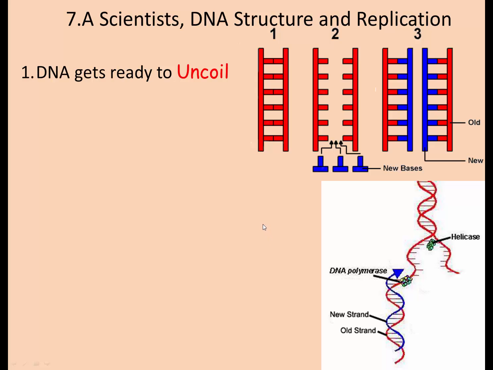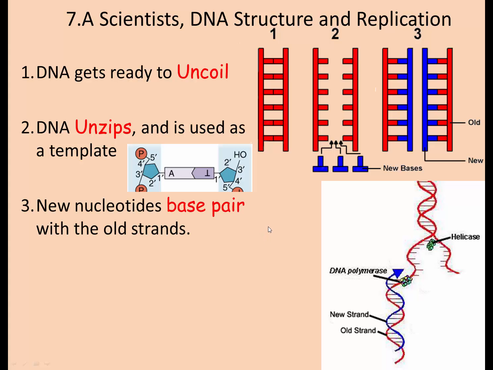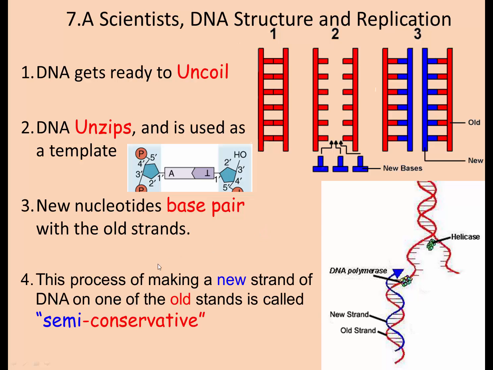DNA gets ready to uncoil. DNA unzips, and it's used as a template. New nucleotide base pairs join along with the old strands, and this process makes a new strand of DNA. It takes the old strand and makes it into new strands. This is called semi-conservative. If you look at the new strand of DNA, it has the old side and the new side. So it's called semi-conservative. It conserves part of it and creates the other part out of new.